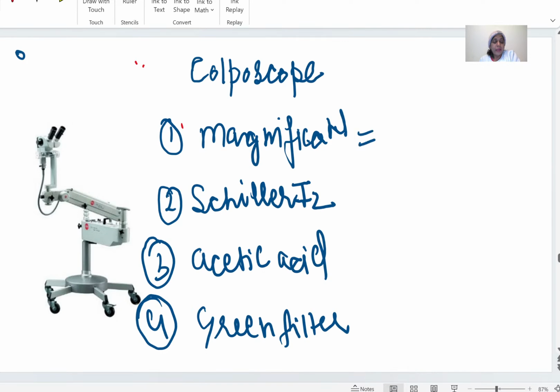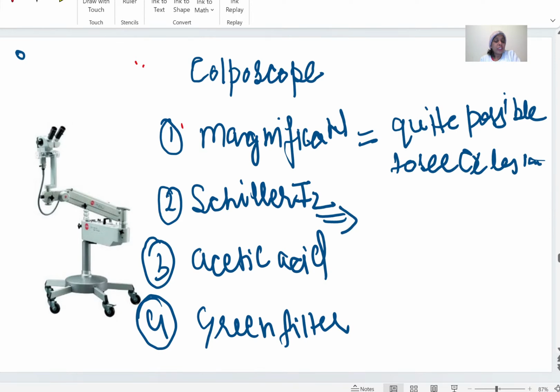Firstly, we magnify the cervix. We see a magnified image. So it is quite possible that images which we are not seeing with the normal eye, we can see on magnification. Okay. So it is quite possible to see the cervix lesion on magnification.